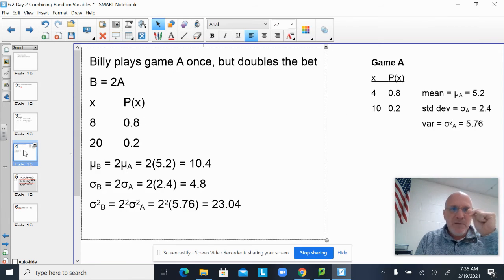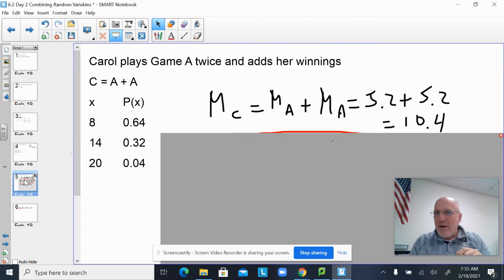If I go back to Billy, I'm either winning 8 or 20. If I'm just doubling the bet, I'm either winning 8 or 20. And we're calculating how spread out that is. The standard deviation was 4.8. If I talk about Carol, now I don't only have 8 or 20 as possible winnings, I also have 14, which is kind of in the middle of 8 and 20. So I think it should make sense that this one should maybe be a little less spread out, because it's not only the extremes of 8 or 20. I also have that 14 in the middle.